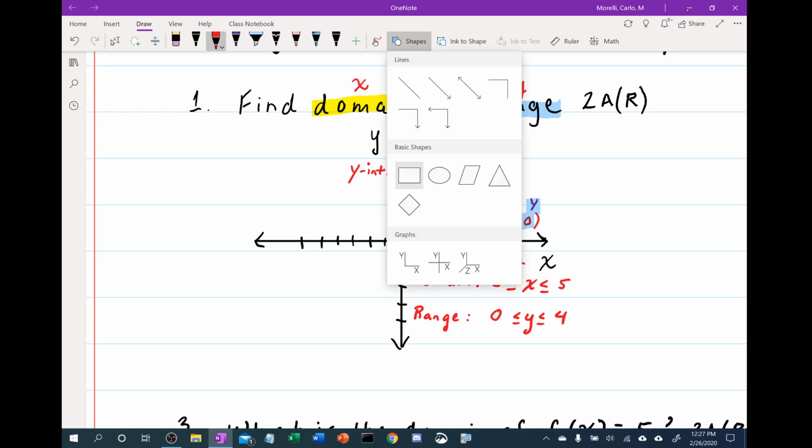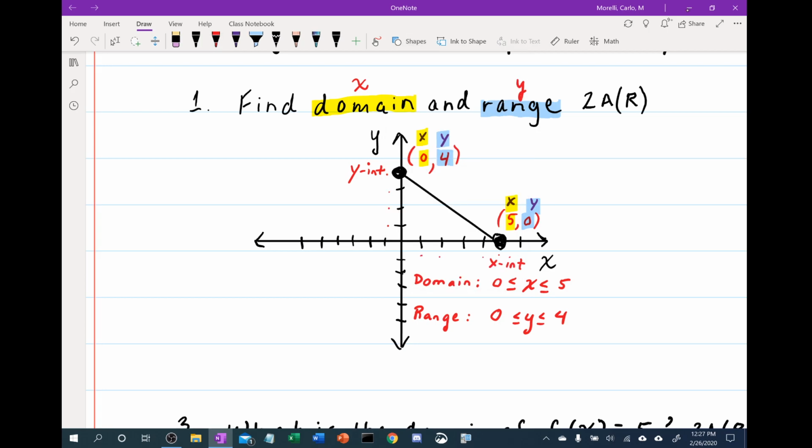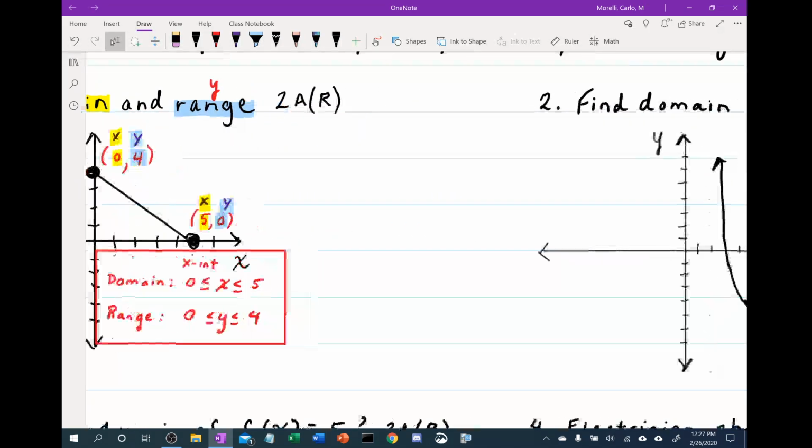Ladies and gentlemen, brothers and sisters, comrades and friends, that is the answer. Okay, that wasn't that bad. Let's move over to number 2.